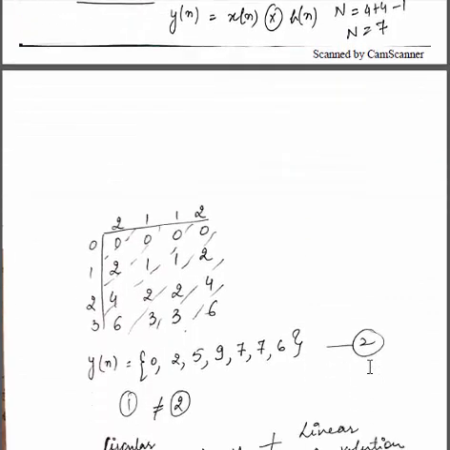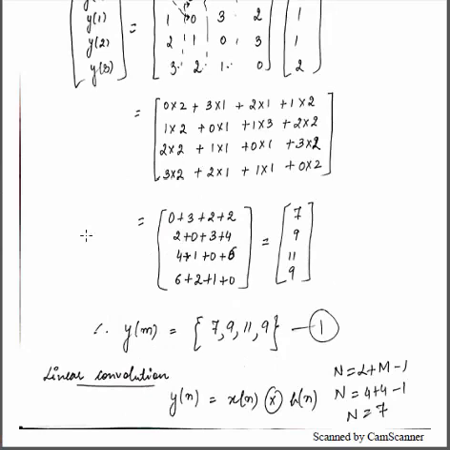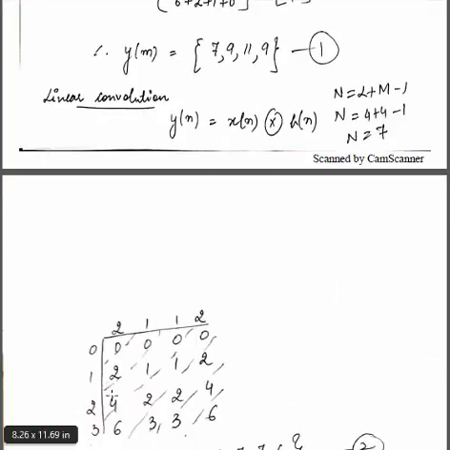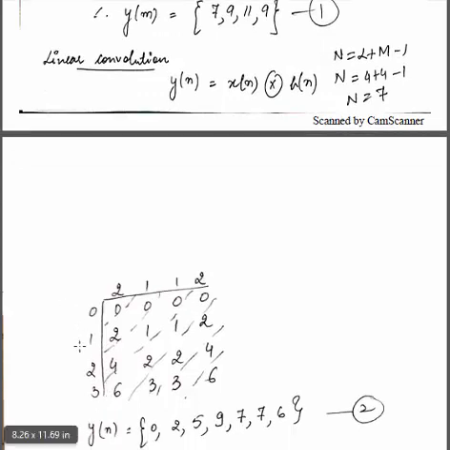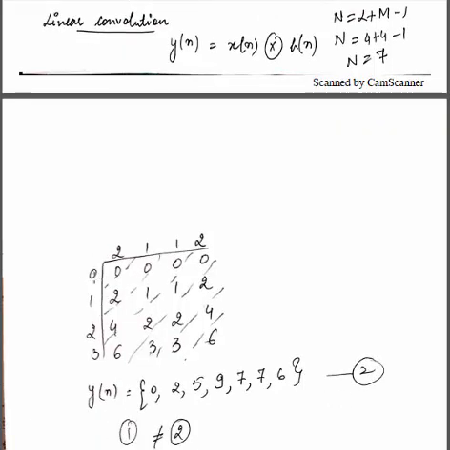So here, this is the tabulation method. This is the value of x of n: 0, 1, 2, 3, and this one is h of n: 2, 1, 1, 2. Multiply each row and column: 0 into 2 is 0, 0, 0, 0. 1 into 2 is 2, 1 into 1 is 1, 1 into 1 is 1, 1 into 2 is 2.